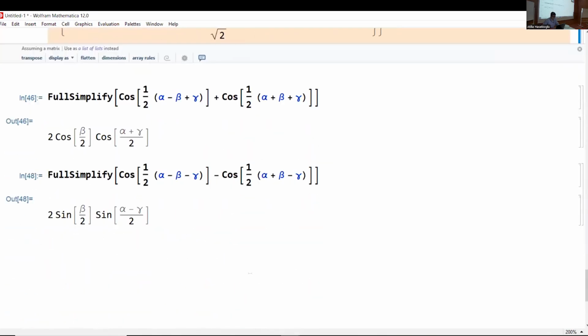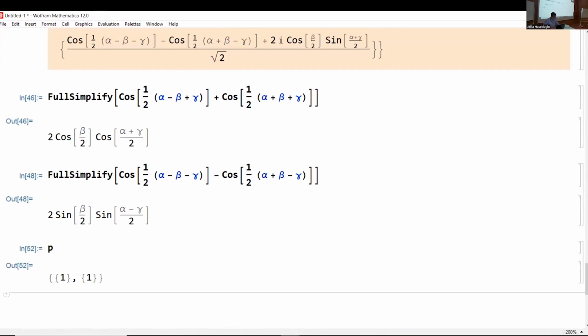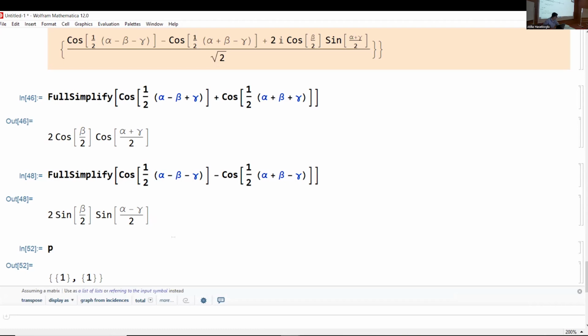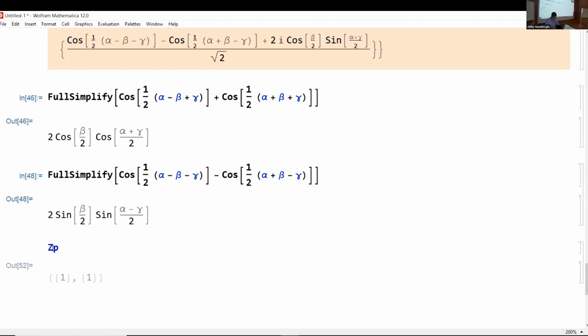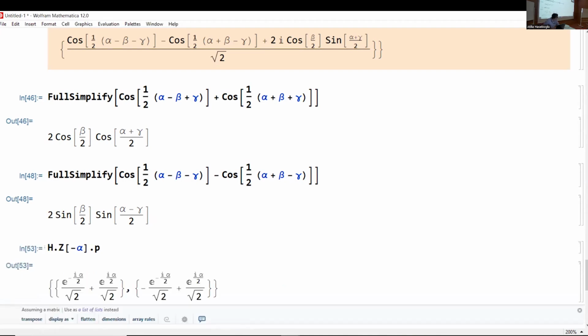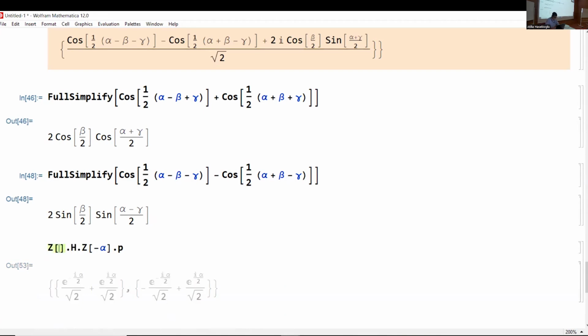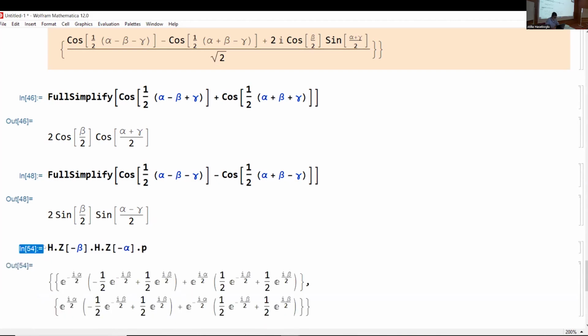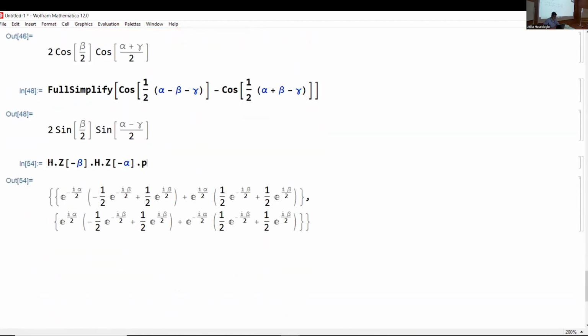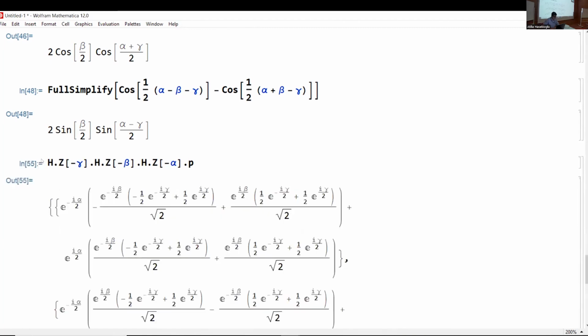So now, suppose I have physical state P, a logical state P, and on this I act Z minus alpha followed by H. Then I have Z minus beta followed by H. Then I have Z minus gamma followed by H. Let's try to simplify this.